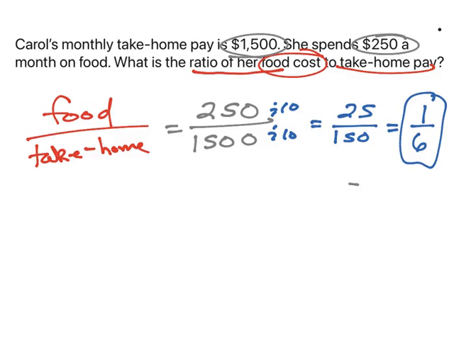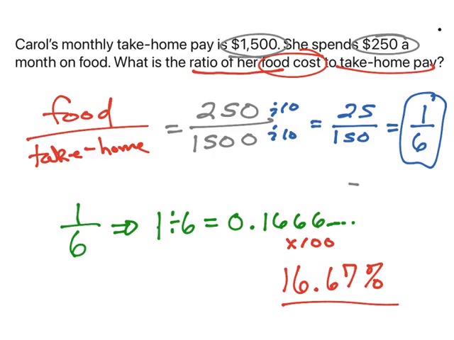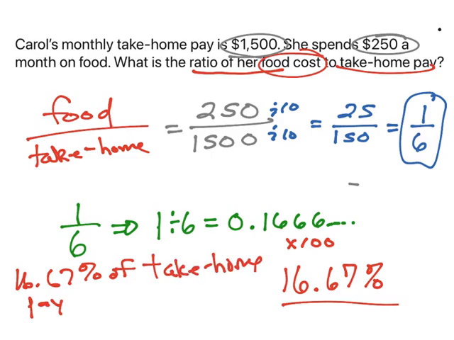If we want to take that a step further, just for understanding purposes, if I take 1/6 and I divide 1 divided by 6, I can change that to a decimal, and this goes on forever. If I want to multiply that by 100, turn it into a percentage, I get roughly 16.67%. That means 16.67% of the take-home pay goes towards food.